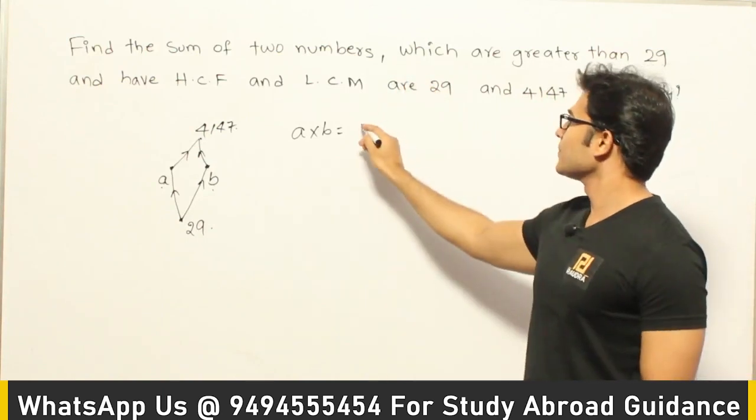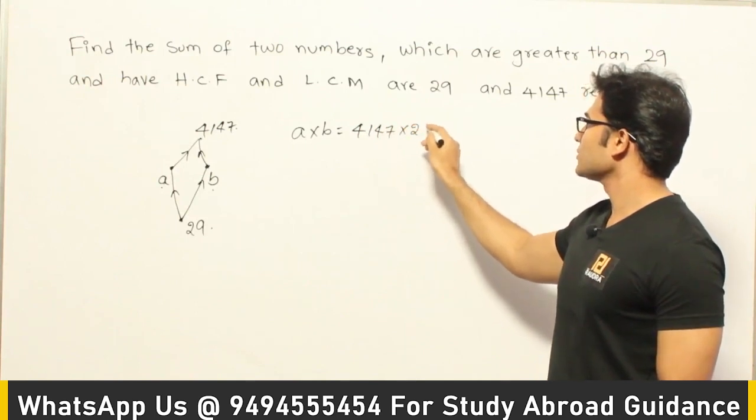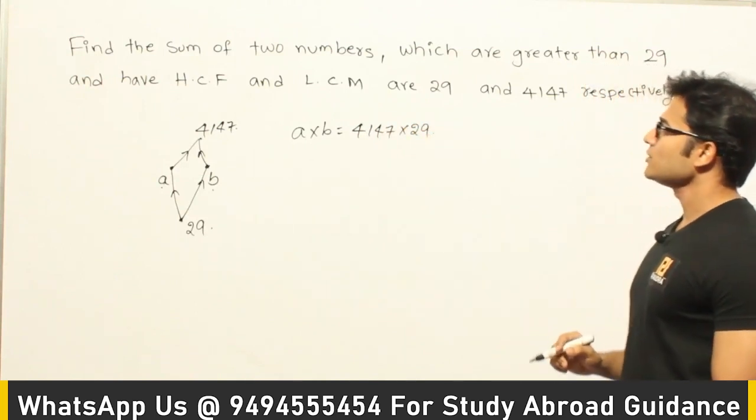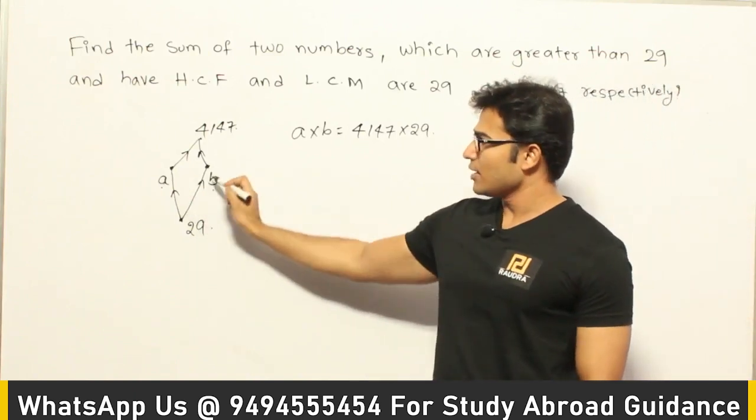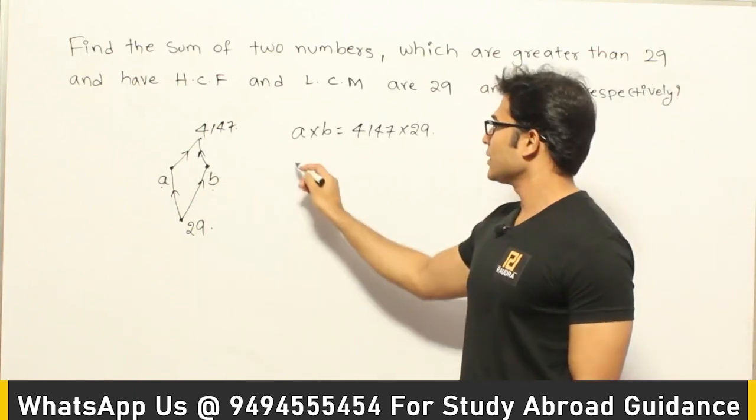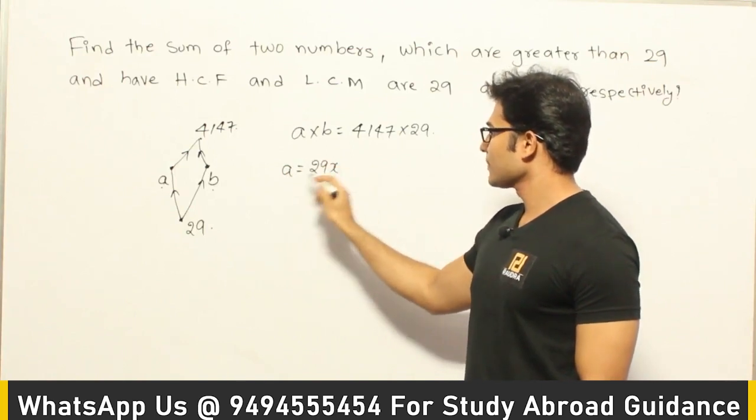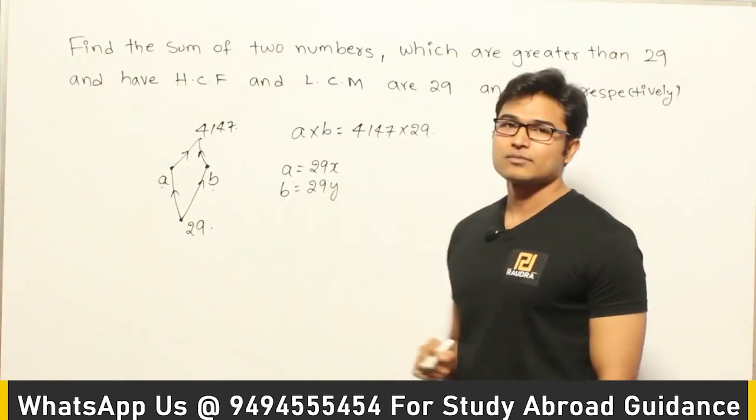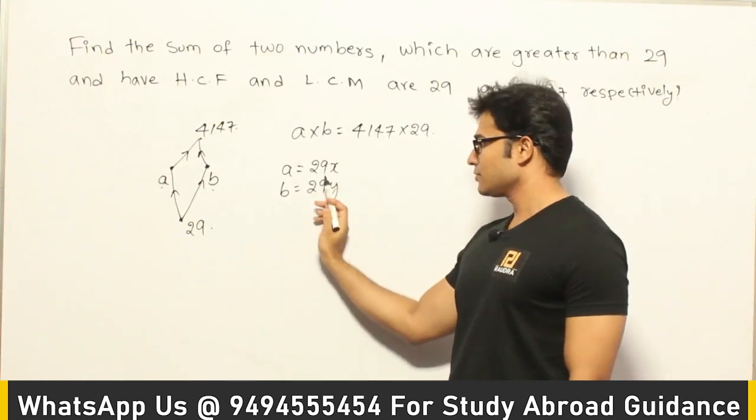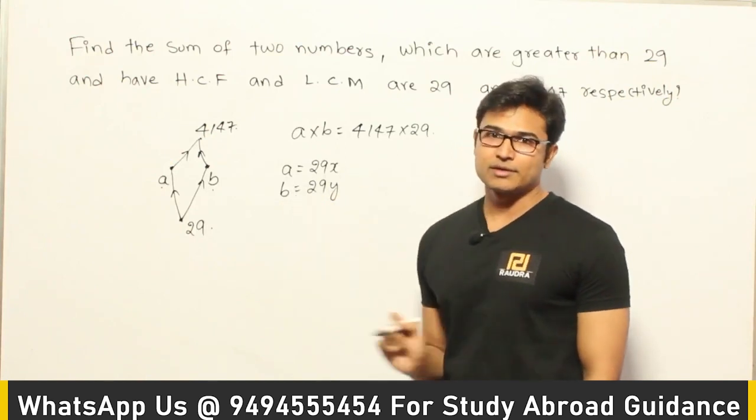So what does it mean? A into B equals 4147 into 29, right? And we also know that 29 is a factor of A as well as B. So what can I write? I can write A as 29 into X and B as 29 into Y, right? Why? Because 29 is a factor of A and 29 is a factor of B. That is why I will write like this.